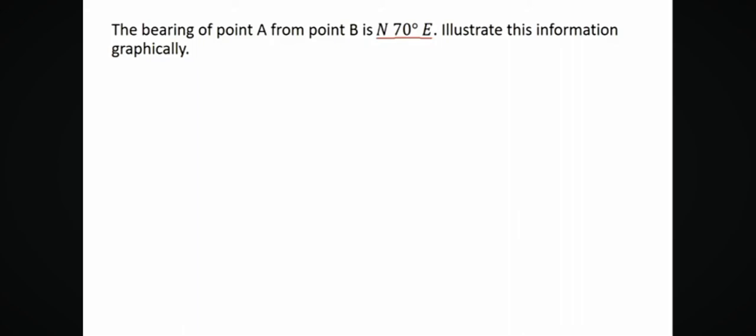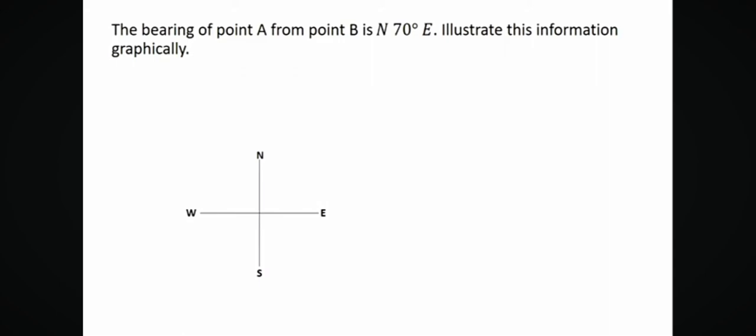It means that in this case, we are going to start from point B and we get to point A. So point B is our starting point. The bearing given us is north 70 degrees east and our ending point is point A. So in order to represent this information on a diagram, what you do is that you draw your diagram as you've been doing all along.